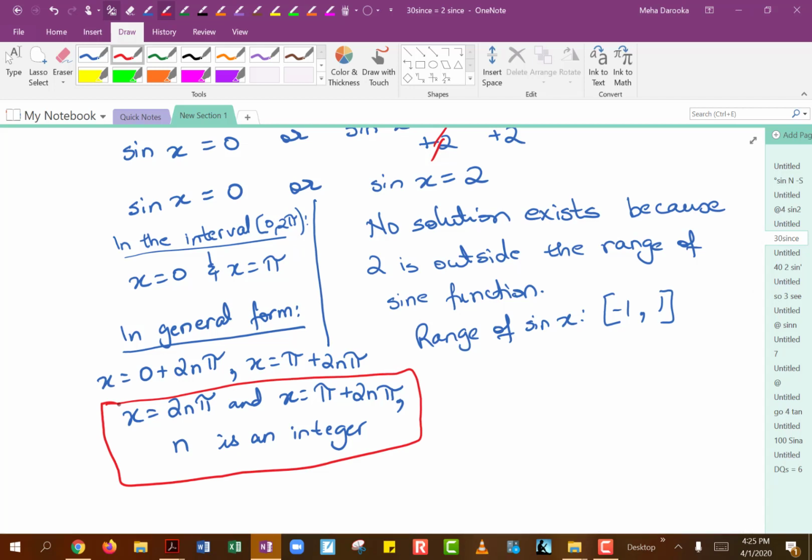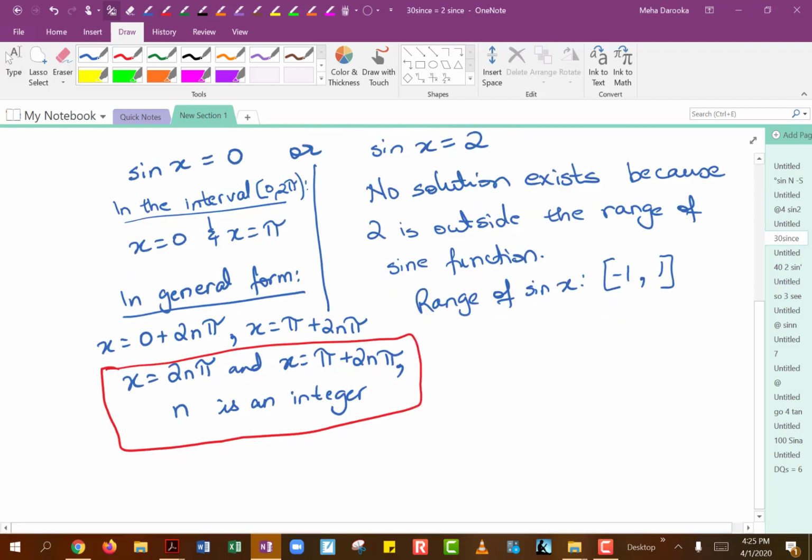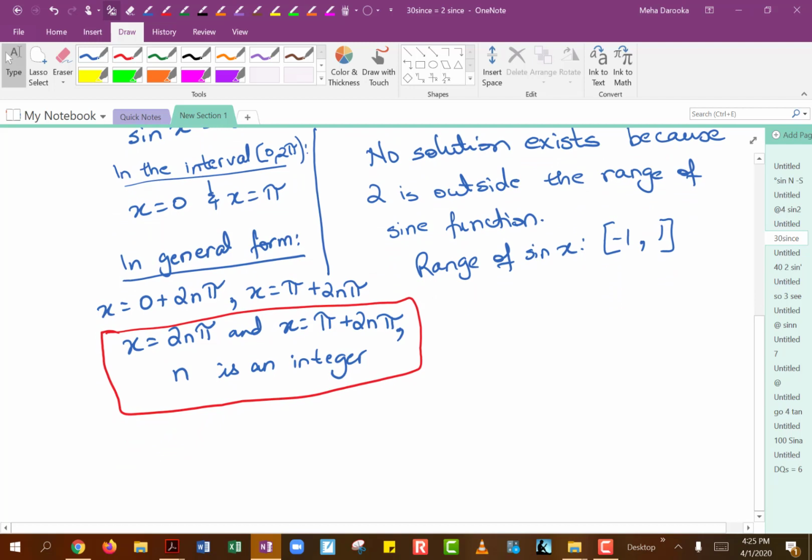I hope this makes sense to you. Now I did want to make one more point, and if you don't realize this, that's okay. If you look at the answers that we had here, x equals 2n pi and x equals pi plus 2n pi, your n are just going to be integers. So n can be 0, 1, 2, 3, or they can also be negative numbers.